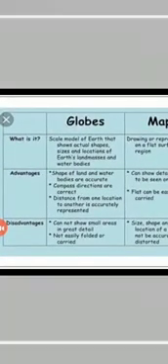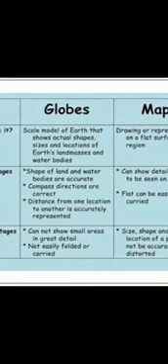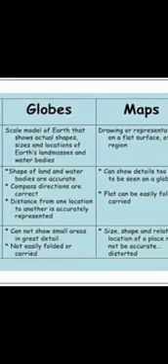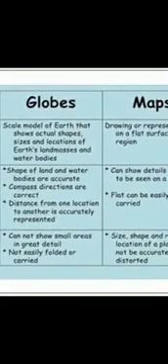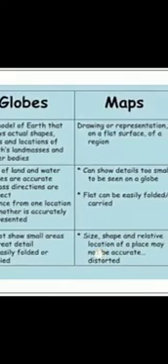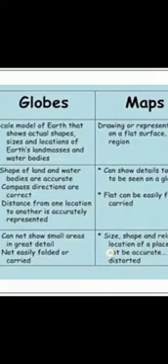Now, these are the advantages and disadvantages of globes and maps. The advantages of globes are the shape of land and water bodies are accurate, compass directions are correct, and distance from one location to another is accurately represented. And maps can show detail too small to be seen on a globe, and being flat can be easily folded and carried.